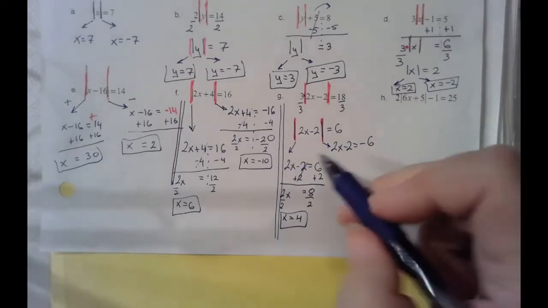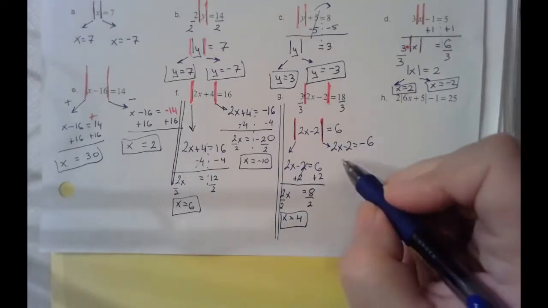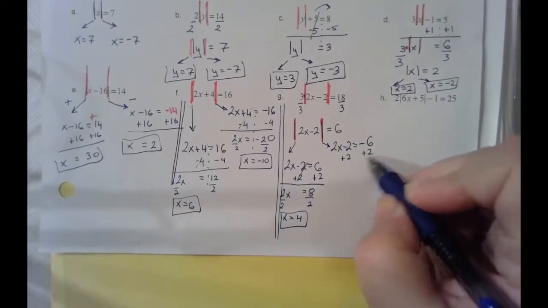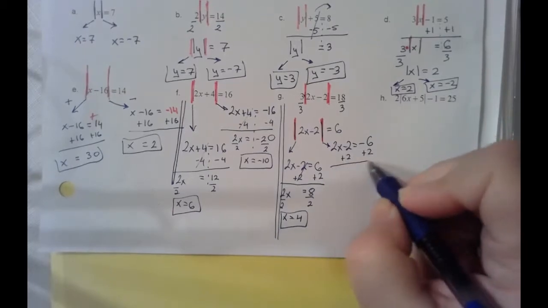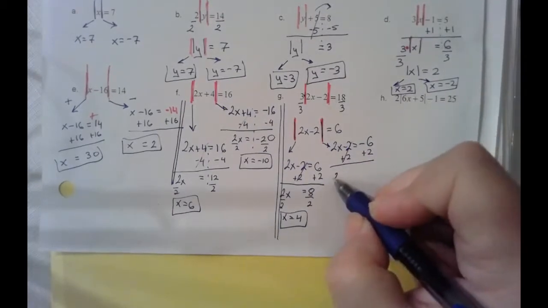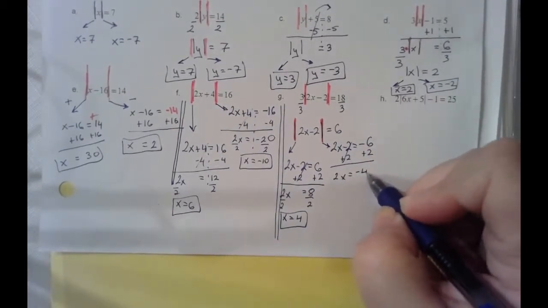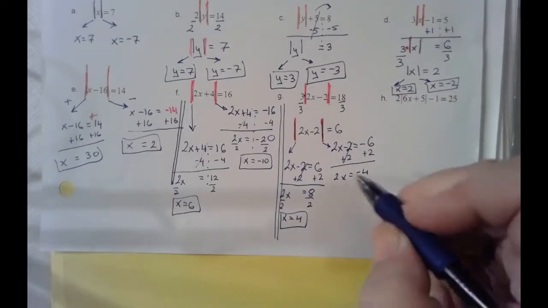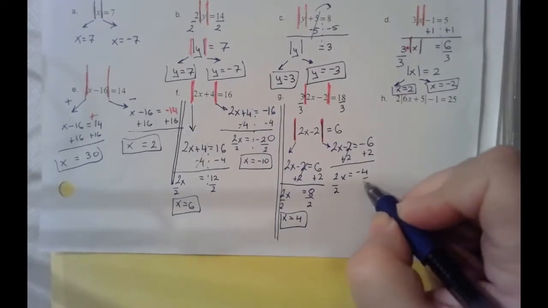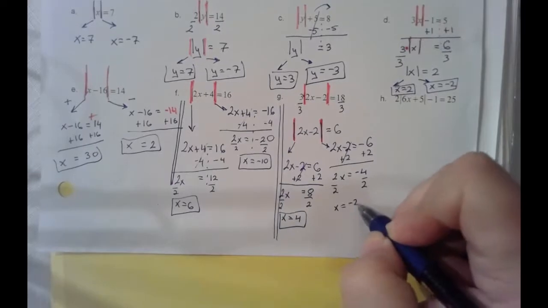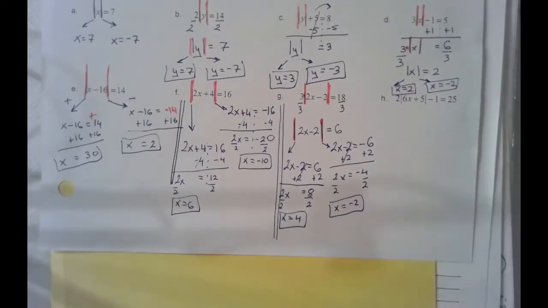The same thing we're going to do on the other one. You're going to add 2 to both sides because the opposite of minus 2 is positive 2. So you have 2x is equal to negative 4. And dividing by 2 on both sides, my answer is negative 2. So I have 2 answers, which are 4 and negative 2.